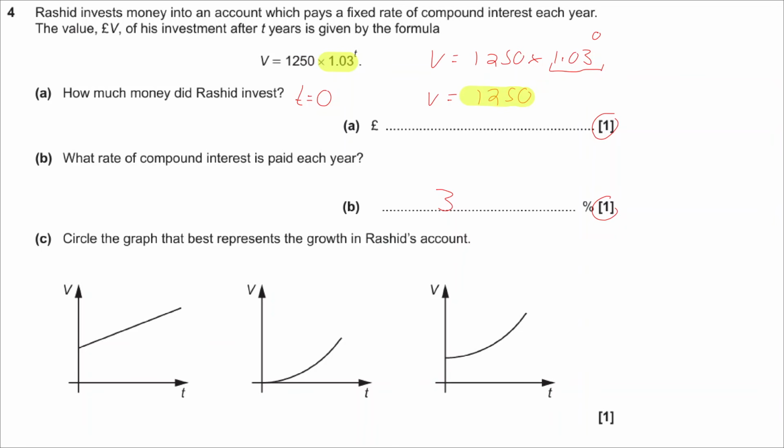So circle the graph that best fits the equation. It's going to be this one over here. And that's going to give you the extra mark, because this point here will be 1250, and you've got this kind of rising exponential growth. So anything to a power will give you this exponential kind of growth, as you can see here.